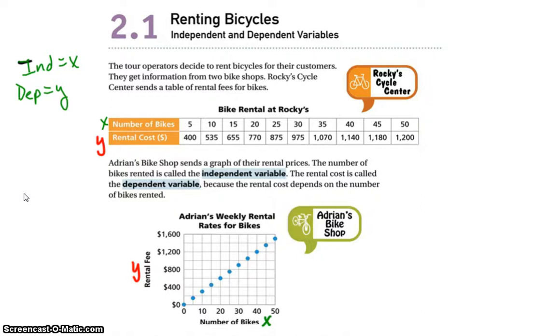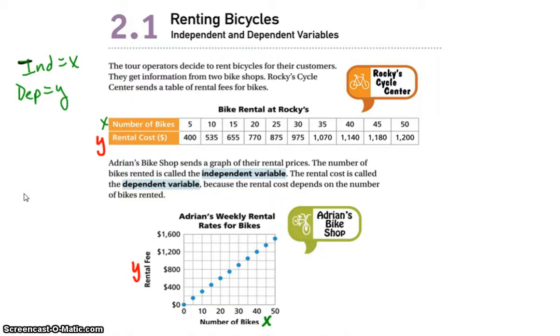We've got two different bike shops. We've got bike rental at Rocky's, and we've got Adrian's weekly rental rates for bikes. So Rocky and Adrian. We're going to take a look at their two different weekly rates for renting bikes. The number of bikes that we rent is going to be our independent variable because that is the one that we have the control over and will be changing. The cost of the bikes is going to be what changes depending upon the number of bikes that we rent.